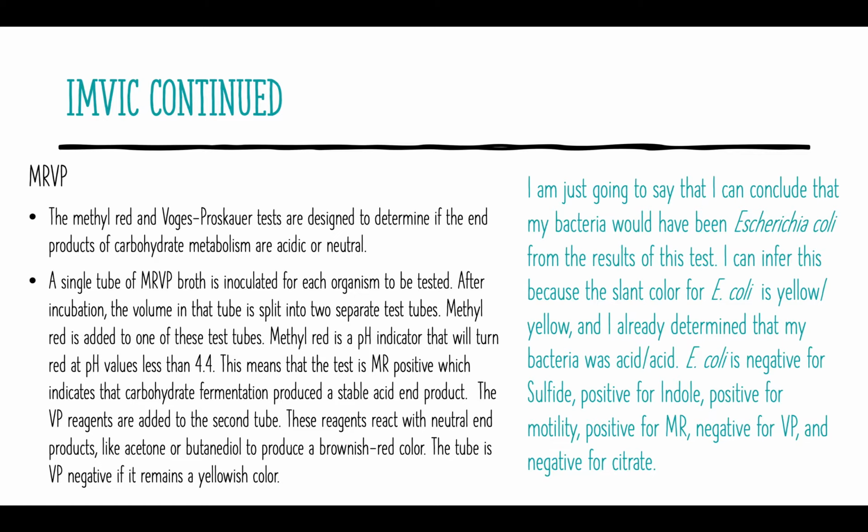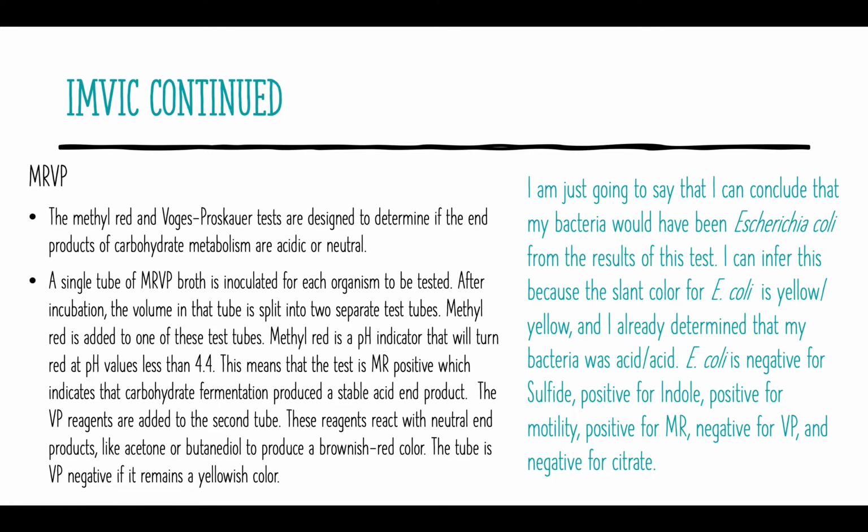For the second tube, the VP reagents are added, and the reagents react with neutral end products like acetone or butanediol to produce a brownish red color. The tube is VP negative if it remains a yellowish color.